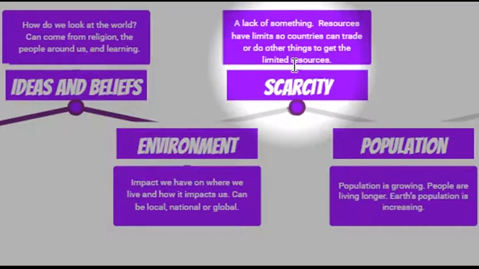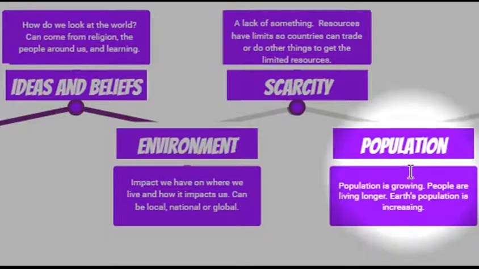Next one, scarcity. There's not enough stuff. Everything has a limit, right? Resources have limits, so countries can trade or do other things to get limited resources. So sometimes they're not the most positive things, but what do they do for it? And then population. We have a lot of people. Thank God people are living longer. And the Earth's population is growing. What is going to happen as a result of that?